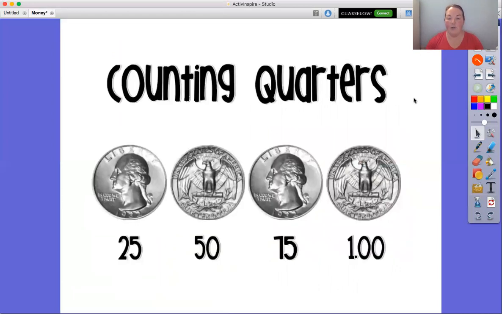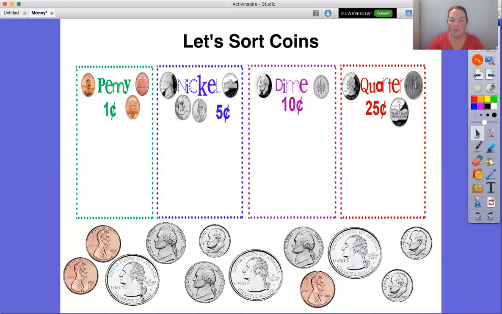All right. If we're counting quarters, this is a little trickier because you have to count by 25s. Whoa. So let's look and see. We're just going to count 4 quarters. 25, 50, 75, 100. 100 cents, or $1. Okay? All right. Let's make sure we recognize which is which. We're going to sort our coins. So we're going to put penny, nickel, dime, and quarter.